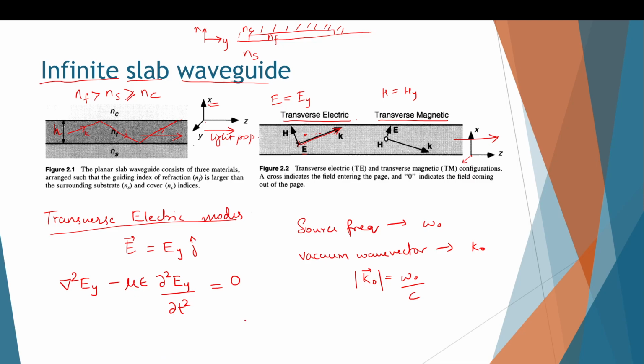I can write this down, EY as EY of x comma z. Basically it will depend on x because it depends on whether it hit the boundary and reflected back or not, and it will depend on z because it is varying periodically also with z. So EY will be EY of x comma z, and there is also a periodic component with time, e power i omega t.